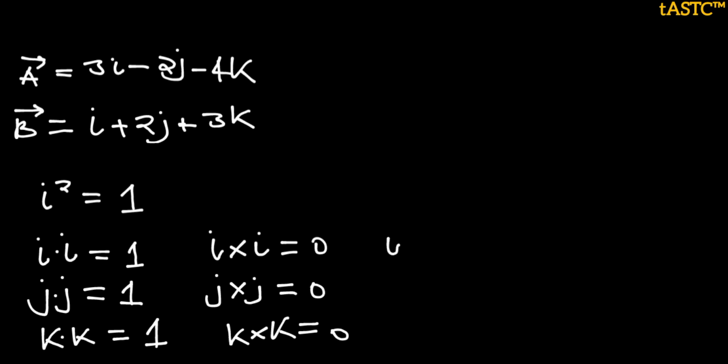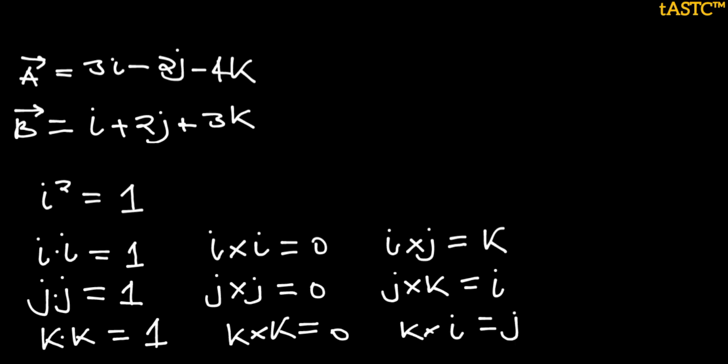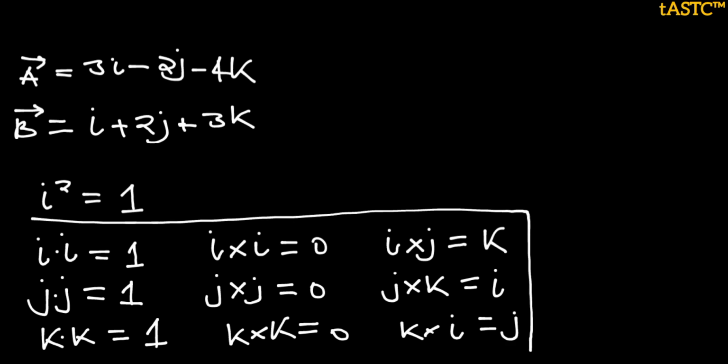Now, how about i cross j? What is that going to give? This will give k. If you got j cross k, that is going to give you i. And if you got k cross i, that will give you j. So you just need to hold these nuggets at the back. They would really come in handy as you solve some questions later on.